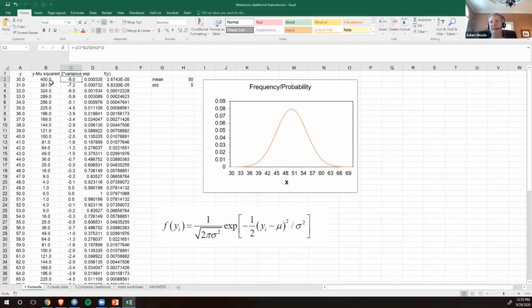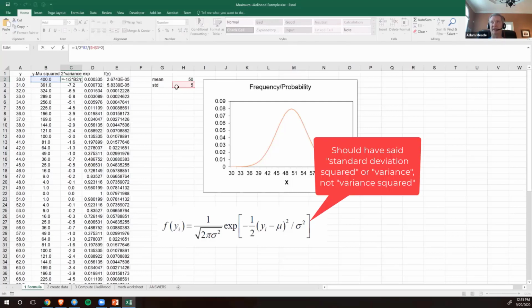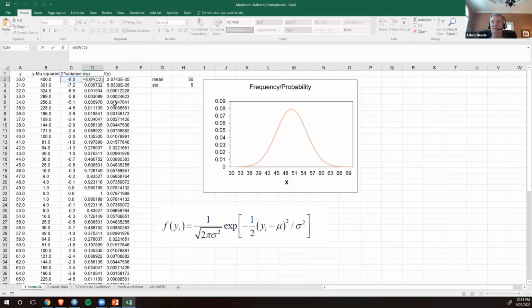And then over here is the rest of it. This is the negative 1/2 times this thing I just computed, which is y minus mu squared, right? Divided by the variance, right? Which is right here in this last part, okay? And then I just took the exponent of that. Okay. And then I did the first part of the equation. So if you look at this column, it's everything from here to the right.